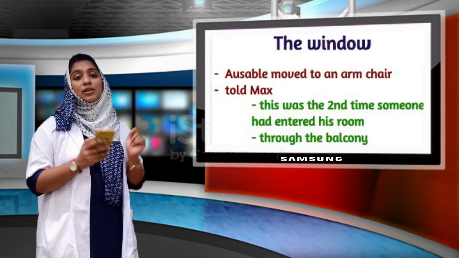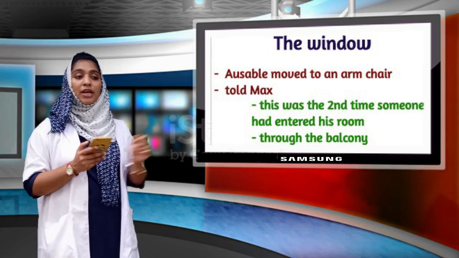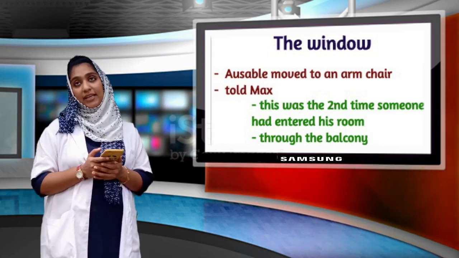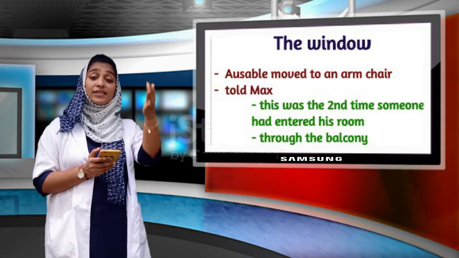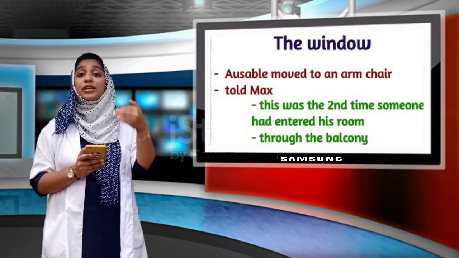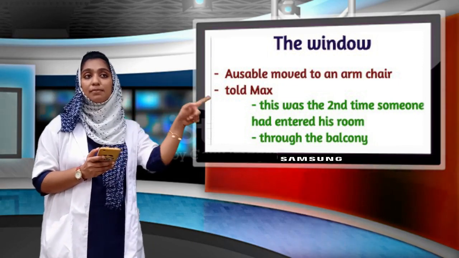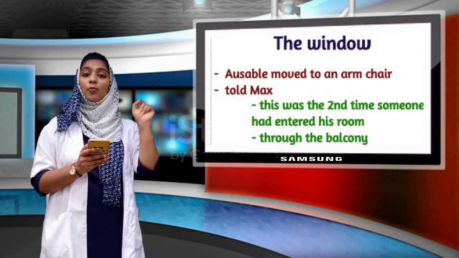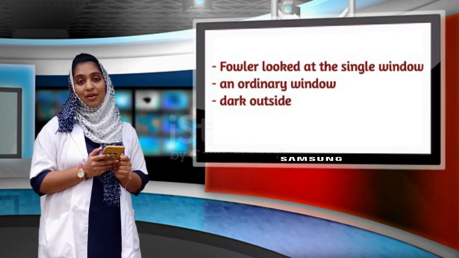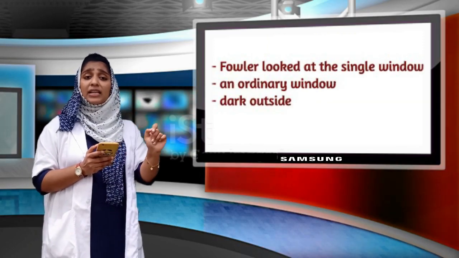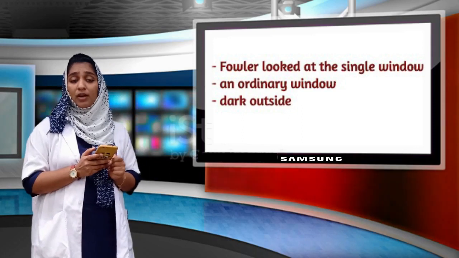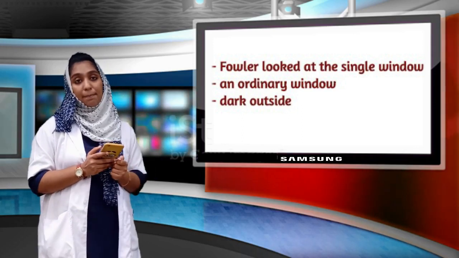Now Ausable seemed relaxed. He moved an armchair and sat there and told Max, "Oh, this is the second time someone is intruding into my room through that balcony." He pointed at a window there. And he told him that balcony does not belong to him. It belonged to the next apartment.